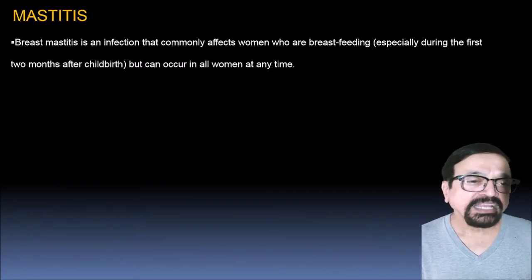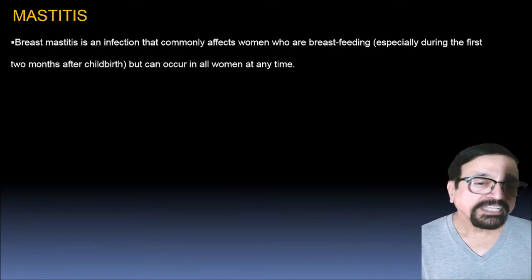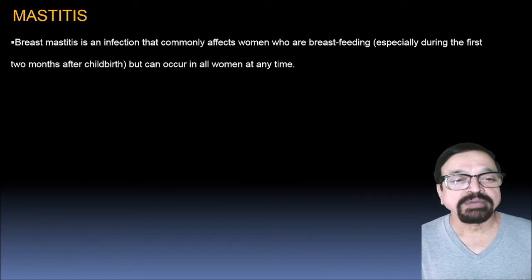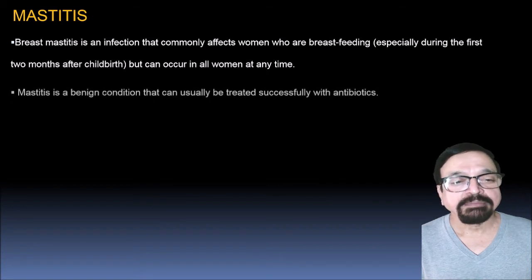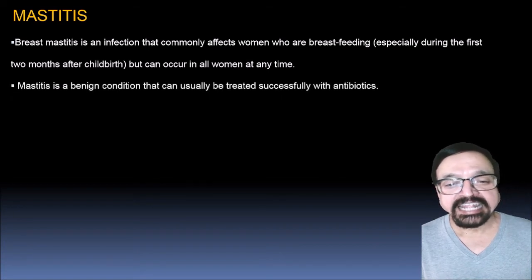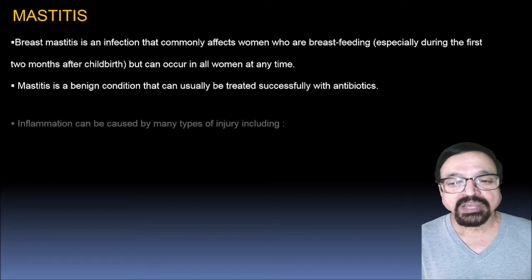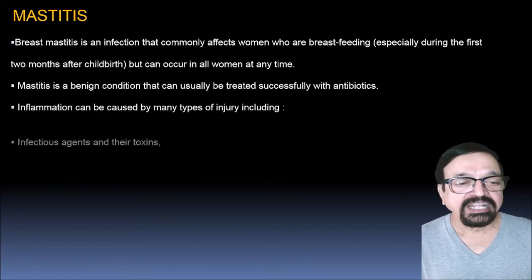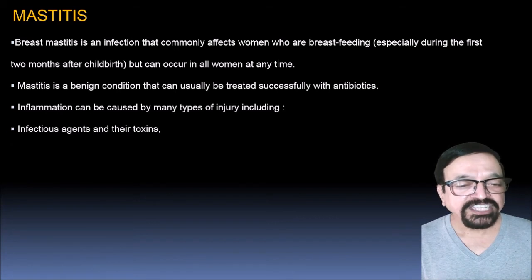Let us continue with mastitis. Now breast mastitis is an infection that commonly affects women who are breastfeeding, especially during the first 2 months of childbearing, that can occur in women at that stage. Mastitis is a benign condition that can usually be treated successfully with antibiotics. Inflammation can be caused by many types of injuries. Then infection, the infectious agent and their toxins, then physical trauma and chemical irritants are a few more to add.